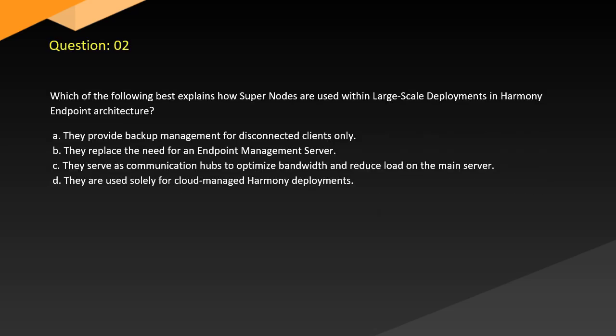Question 2. Which of the following best explains how supernodes are used within large-scale deployments in Harmony Endpoint architecture? A. They provide backup management for disconnected clients only. B. They replace the need for an endpoint management server. C. They serve as communication hubs to optimize bandwidth and reduce load on the main server. D. They are used solely for cloud-managed Harmony deployments.